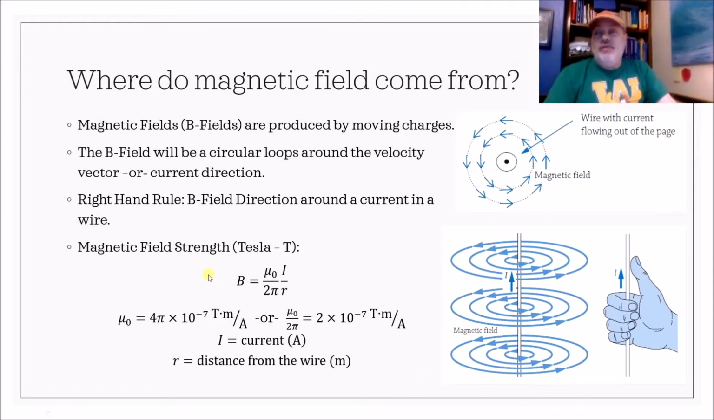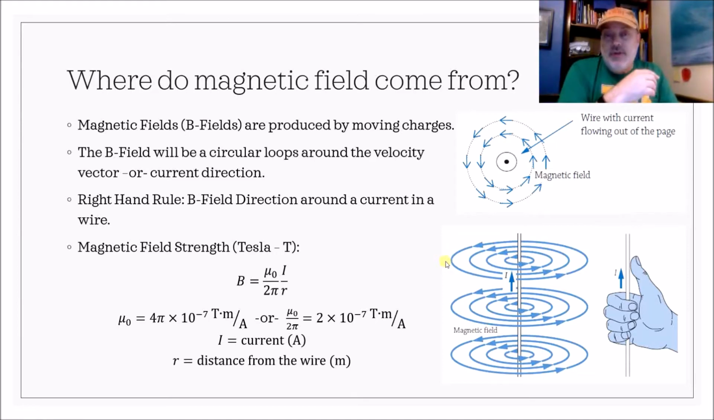To figure out the strength of the magnetic field, here's our equation. Magnetic field strength B is mu naught over 2 pi, which is a constant. Mu naught is on our equation sheet. It's 4 pi times 10 to the negative 7th Tesla meters per amp, or mu naught over 2 pi, which is the whole thing. You divide 2 pi into that, and you end up with 2 times 10 to the negative 7th Tesla meter per amp. I, of course, is the current strength, and R is the distance away from the wire. So the farther away we get from the wire, the weaker the magnetic field strength gets.